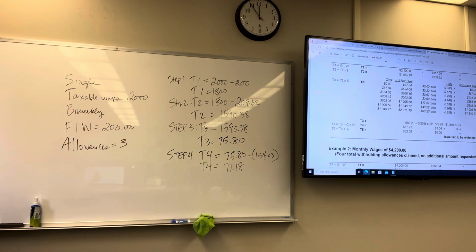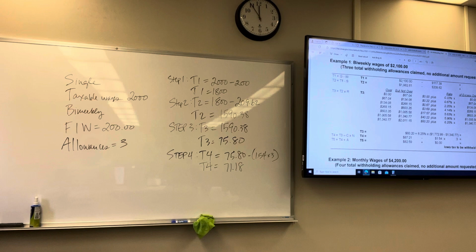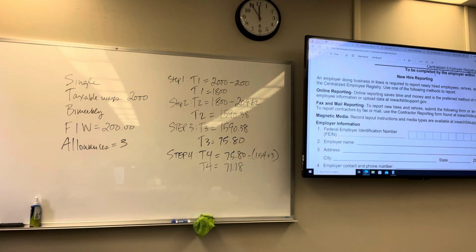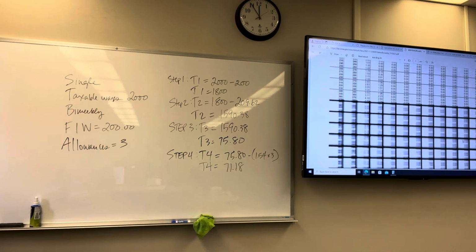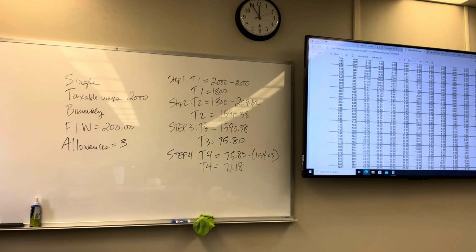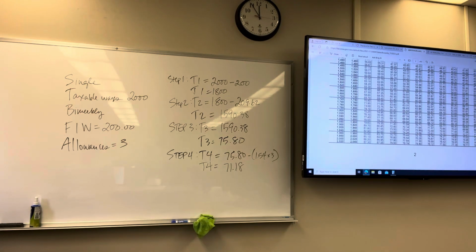1590. I don't know why it's not the same as what's on the table. Unless that table is the wrong year. Or it's a different year. So this is effective January 1st, biweekly. This is 2022. It should be this column. They get 77.64. We have 71.18. I can't tell you what the difference is.